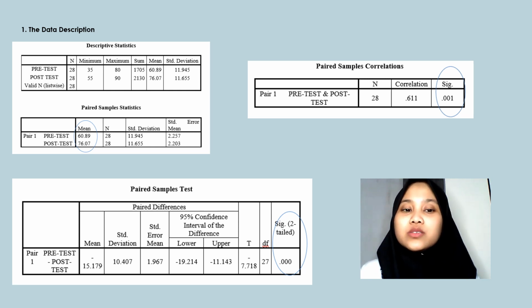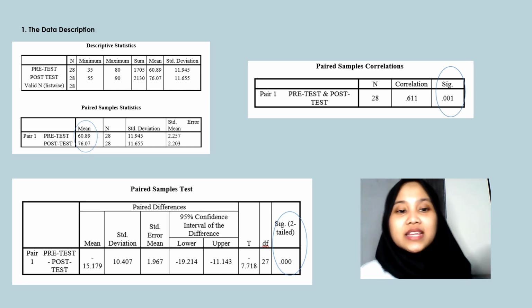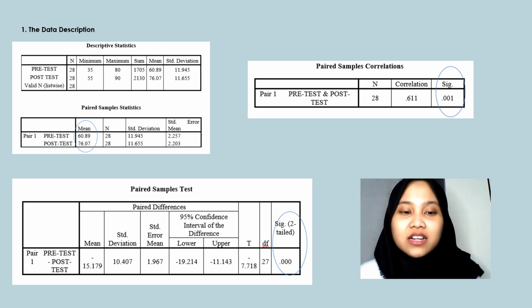And we can take a look in the paired sample statistic. We can get mean scores which is circled. The pre-test mean score is 60.89 and the post-test is 76.07. This means that there was an increase in the score after getting the treatment.